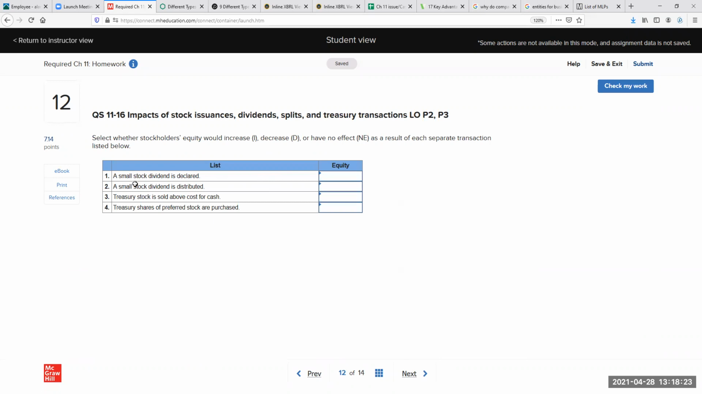All right, a small stock dividend is declared. Does this make retained earnings go up or down? Okay, so when you declare a dividend, it makes retained earnings go down. Small stock dividend is distributed. So it increases it because you could have paid in capital. Treasury stock is sold above cost. It's increasing it because of additional paid in capital. Treasury shares are preferred. So here you're decreasing it.